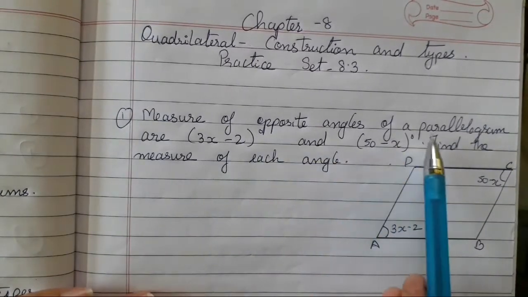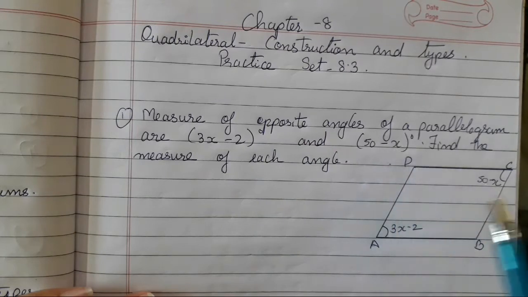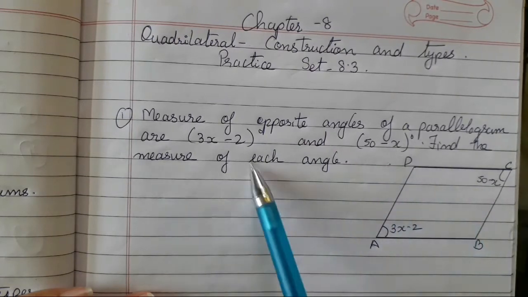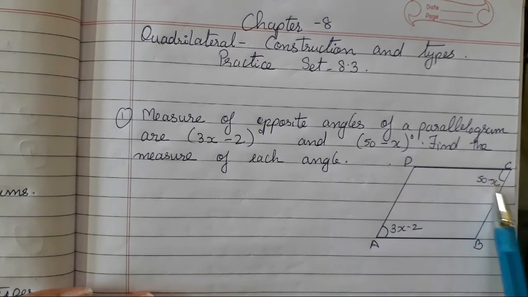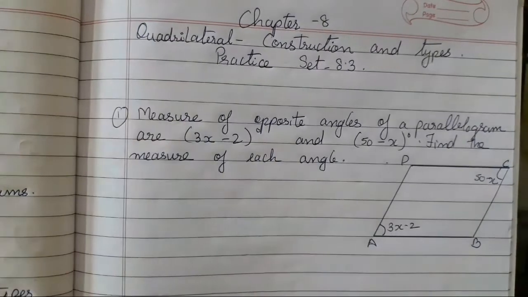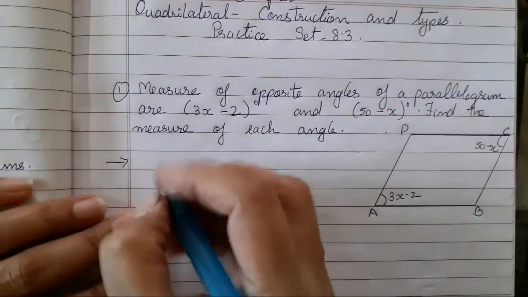Measure of opposite angles of a parallelogram are 3x minus 2 degrees and 50 minus x degrees. Find the measure of each angle. When they have given it in this form, we need to find the proper number of that angle. Okay, so first we will write what has been given.